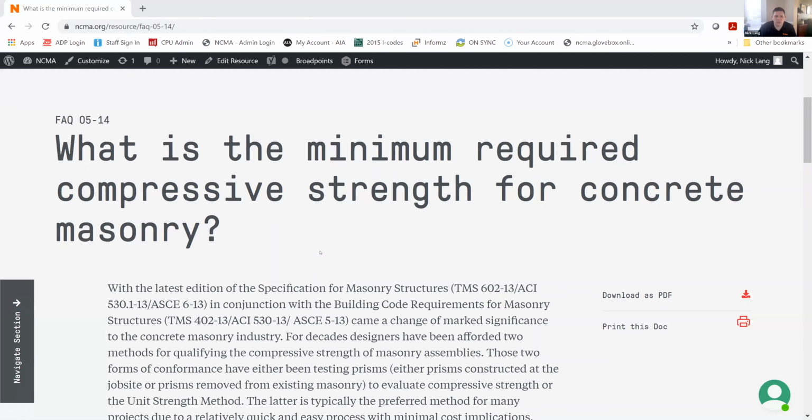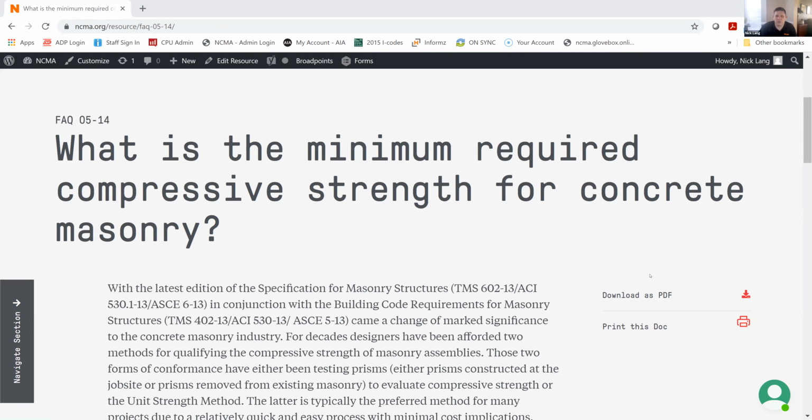If you go into our Building Code Requirements for Masonry Structures and our Specification for Masonry Structures, TMS 402-602 from The Masonry Society, they give you several different ways to determine compliance with the value of f'm that the designer chose. The most common one used is called the unit strength method, and that relates the strength of units to the strength of the masonry assembly.